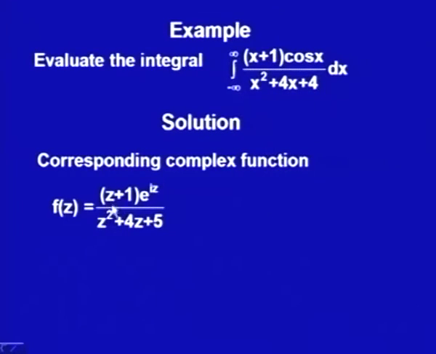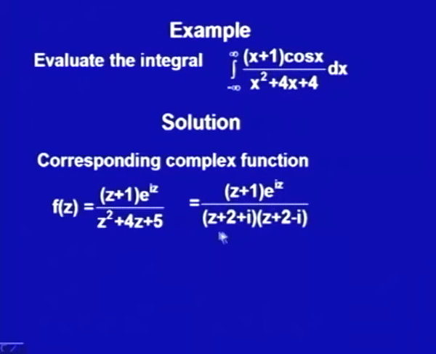So, the corresponding complex function we would write as (z plus 1) e to the power iz upon z square plus 4z plus 5. Factoring, it would be (z plus 1) e to the power iz upon (z plus 2 plus i) into (z plus 2 minus i). The zeros of the denominator are minus 2 minus i and minus 2 plus i, where minus 2 plus i would be in the upper half and minus 2 minus i would be in the lower half.